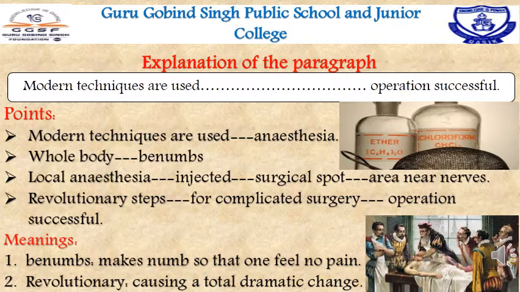For local anesthetics, they are injected into the surgical spot or areas near nerves. Okay, children. Over the years, revolutionary steps have been taken in different types of complicated surgery, and this has made such operations successful. Now children, what is revolutionary here? Revolutionary means causing a total dramatic change.